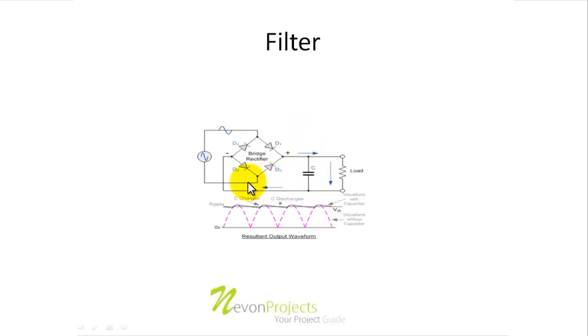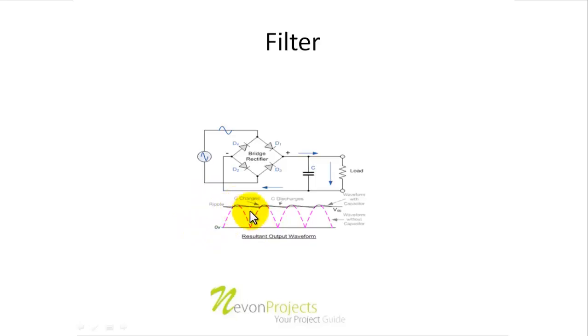It actually filters out the ripples that are in the pulse DC waveform. How this happens, let us see. Whenever there is a pulse waveform coming, it charges the capacitor, and at the same time it flows to the load also. So actually the capacitor takes up the excess of the charge and gives the load a stable amount of charge all the time.